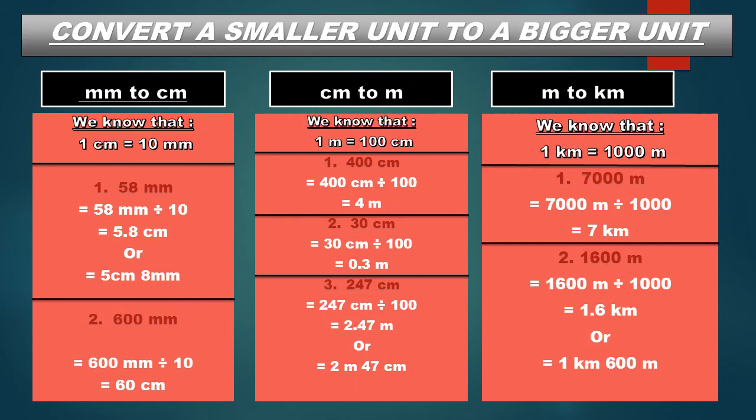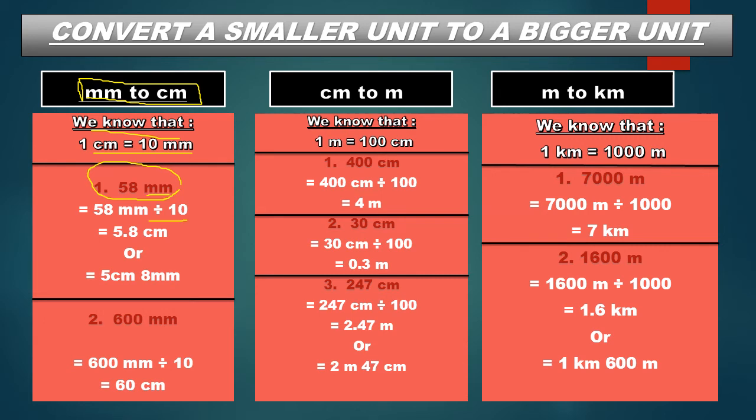Alright my dear students, now here we convert a smaller unit to a bigger unit. As I told you before, when we convert a smaller unit to a bigger unit, we will do division. In first column, we are converting millimeter to centimeter. As we know that 1 centimeter is equal to 10 millimeter. Now in first example we have 58 millimeter. Now convert 58 millimeter to centimeter. So what do we do? We will do division.